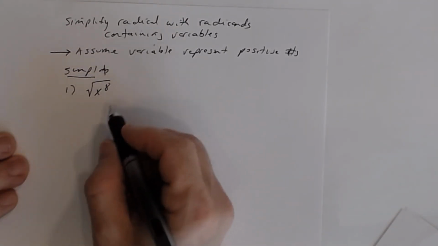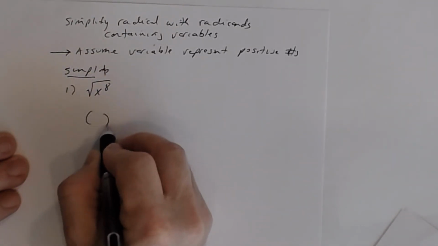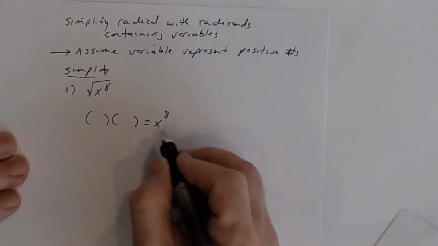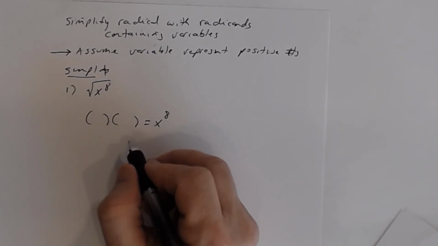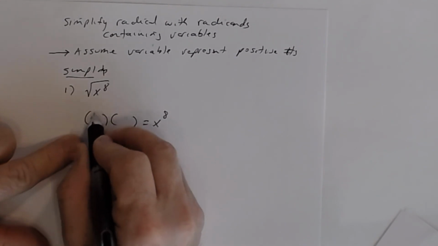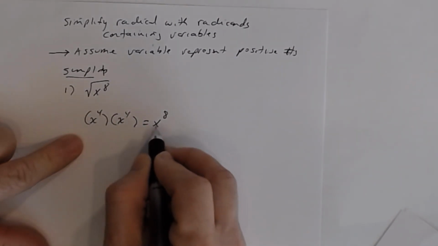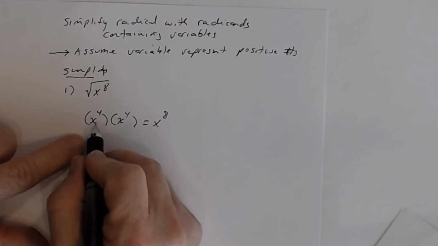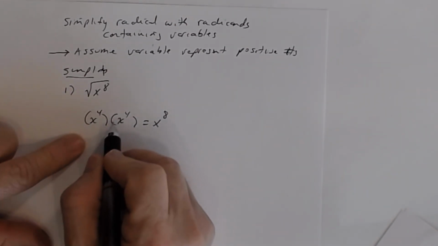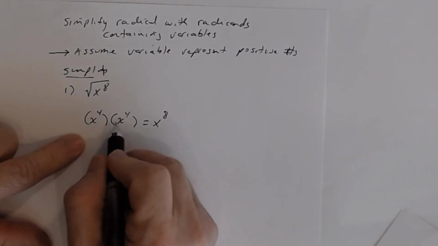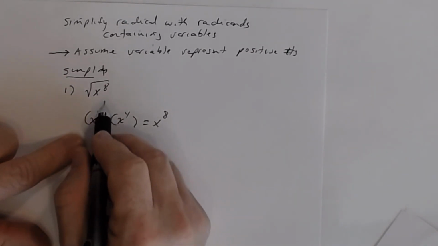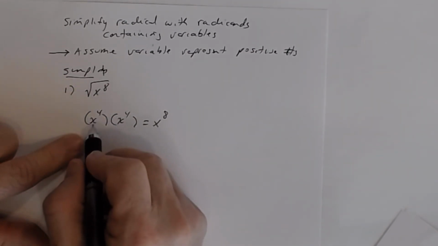So the square root of x to the 8th means this. Listen carefully. What times itself is x to the 8th? You have to remember some things that you learned in the previous course. For example, do y'all agree that x to the 4th times x to the 4th is x to the 8th? Because remember, one of the properties you've learned in a previous course, the product rule for exponents. When you multiply like bases, you add exponents. 4 plus 4 is 8. So the square root of x to the 8th is x to the 4th.